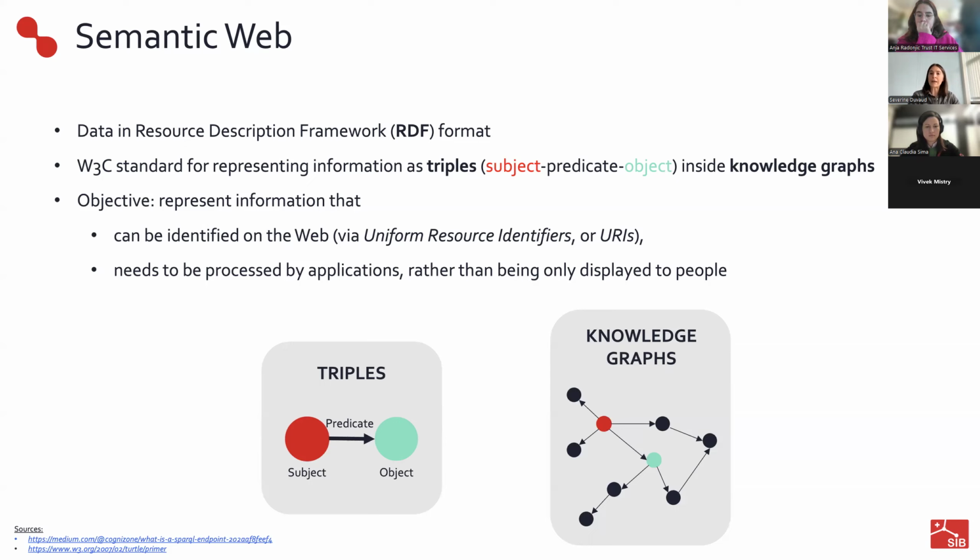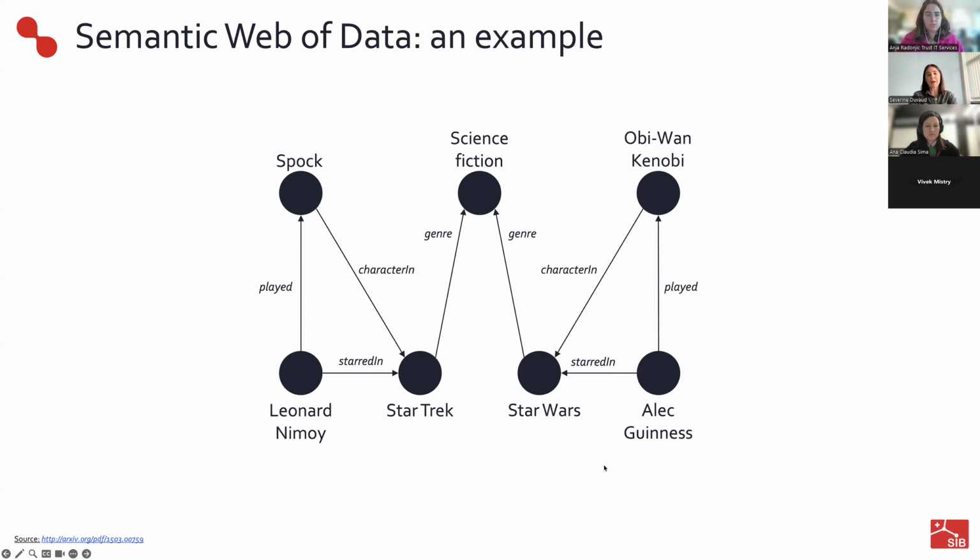Now, if you link triples together, you can form what we call a knowledge graph. This is an example of a knowledge graph about a science fiction movie. It is composed of triples like this one. Leonard Nimoy played Spock, or Obi-Wan Kenobi is a character in Star Wars.